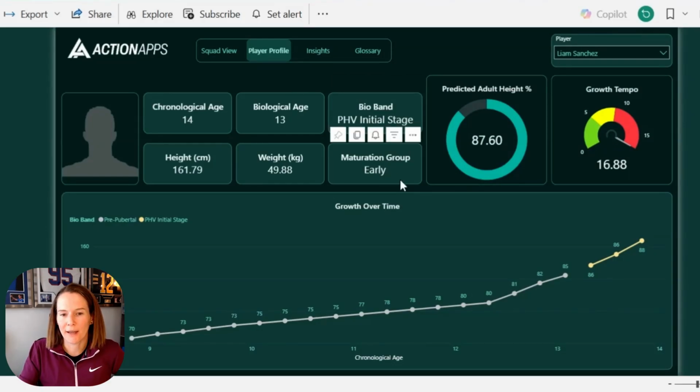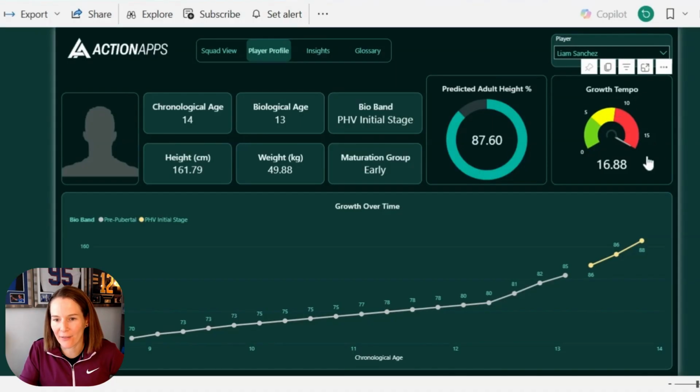As I mentioned earlier, then peak height velocity is generally associated with this predicted adult height between 88 and 92%. So you can see that this individual, Liam, is just coming up to peak height velocity. We can also see the growth tempo, so the rate at which this individual is growing. And again, that is almost off the chart for him.